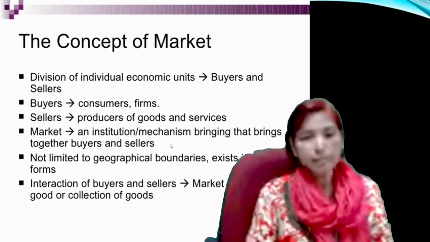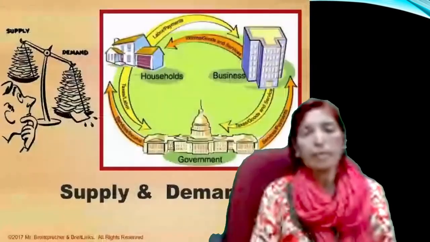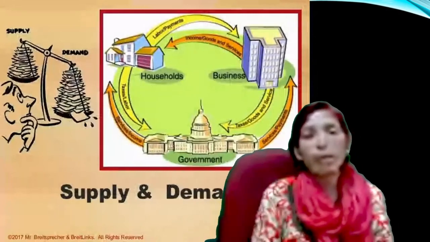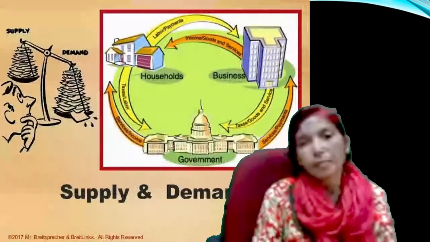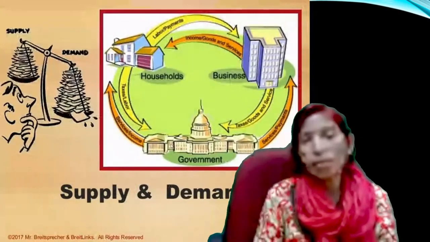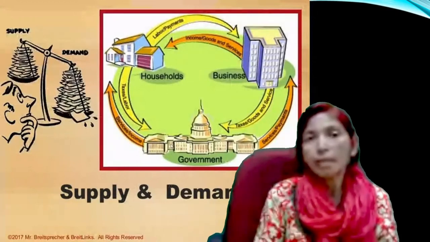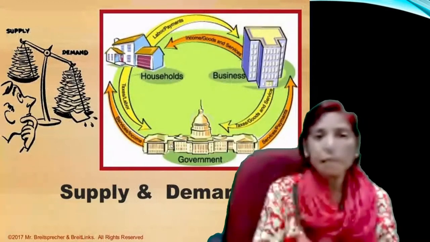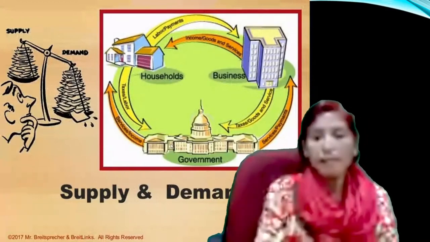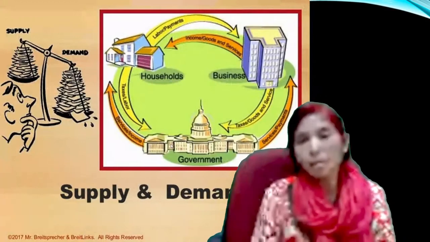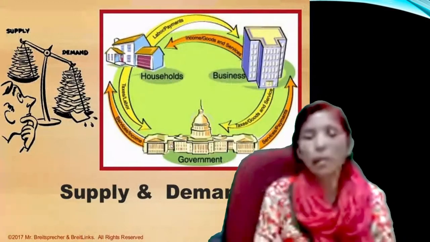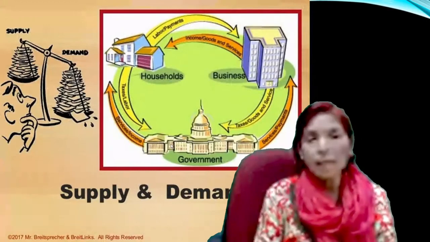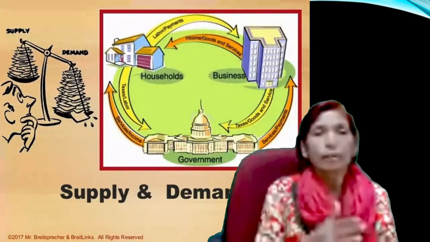Now next is demand and supply. Demand and supply play a very important role in microeconomics. Supply is related to sellers or producers, and demand is the concept related to consumers or buyers. And at present, the economy is dynamic.